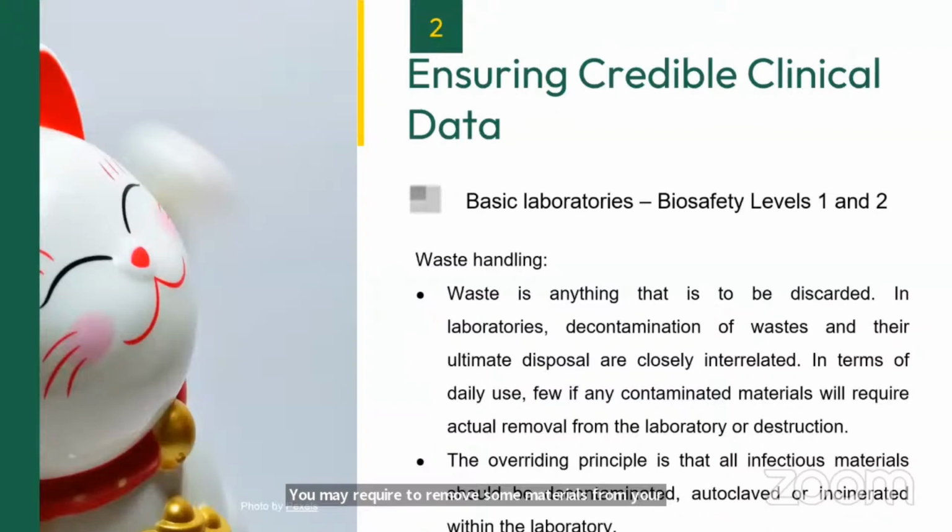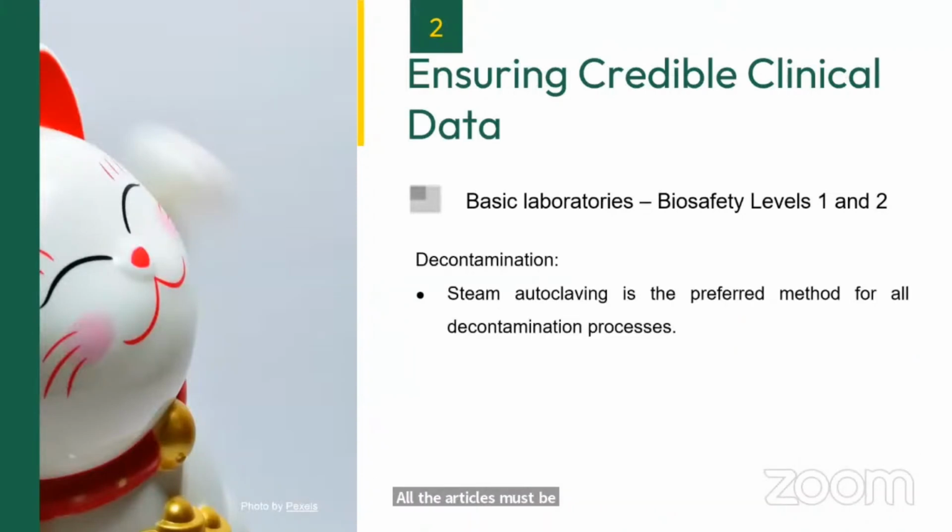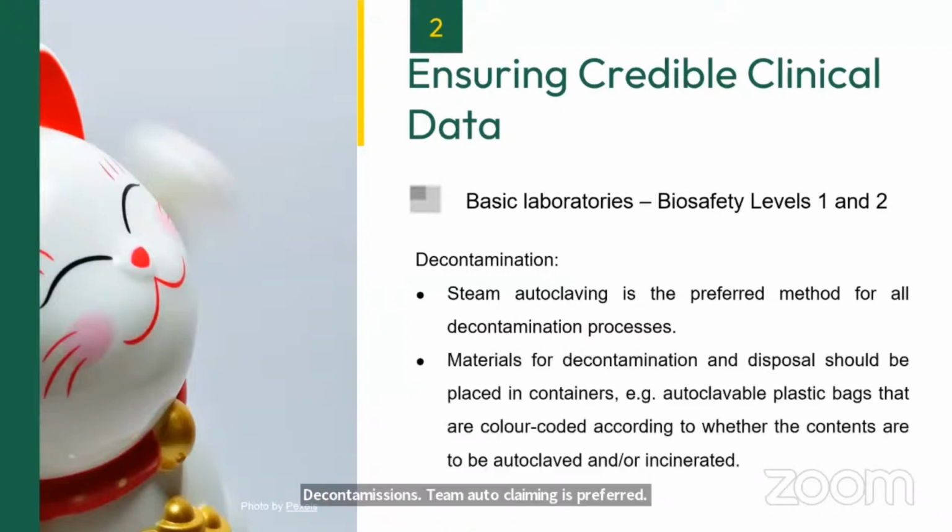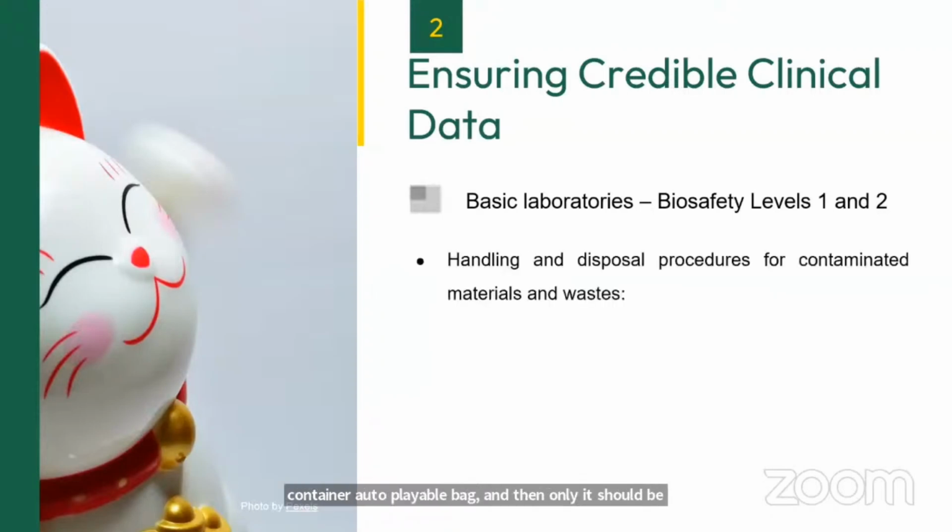The overriding principle is that all infectious materials should be decontaminated, autoclaved or incinerated within the laboratory. So before discarding, all the materials must be decontaminated. Steam autoclaving is preferred for decontamination purposes. Materials for decontamination and disposal should be placed in a container or autoclavable bag, and only then should they be decontaminated. It should not be done openly.